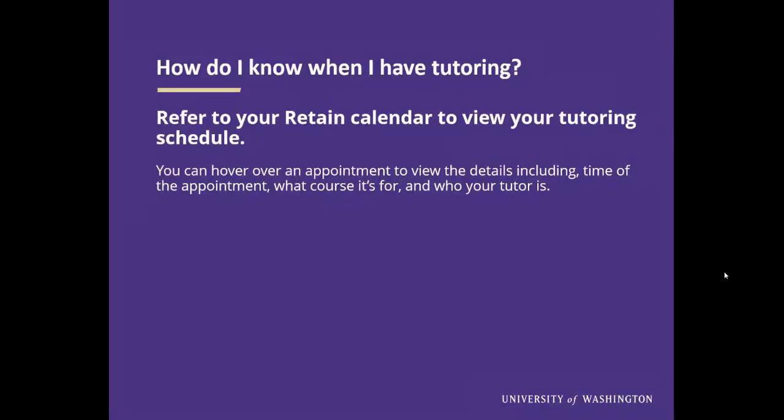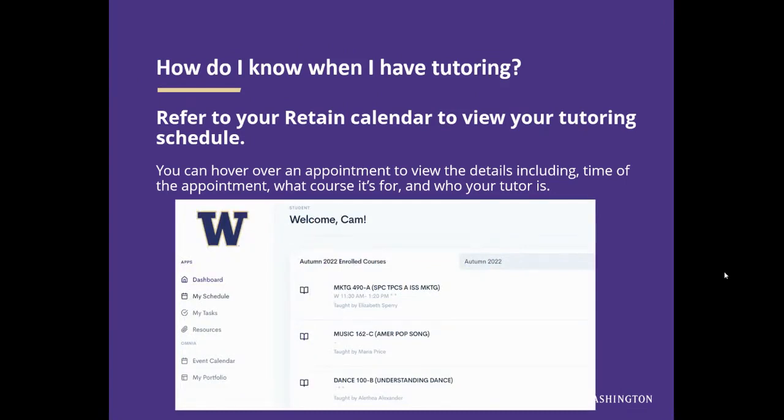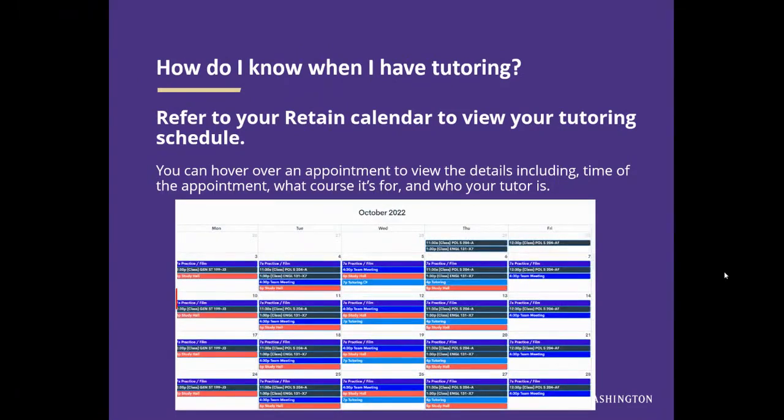How do you know if you have tutoring? So if you are signed up for tutoring, you will be able to check your schedule by looking at your Retain calendar and viewing your tutoring schedule. So when you log into Retain and you're on your dashboard, if you click on My Schedule, it will take you to your calendar. And here you'll be able to view a variety of different appointments, including your tutoring. So in this light blue color would be your tutoring sessions.